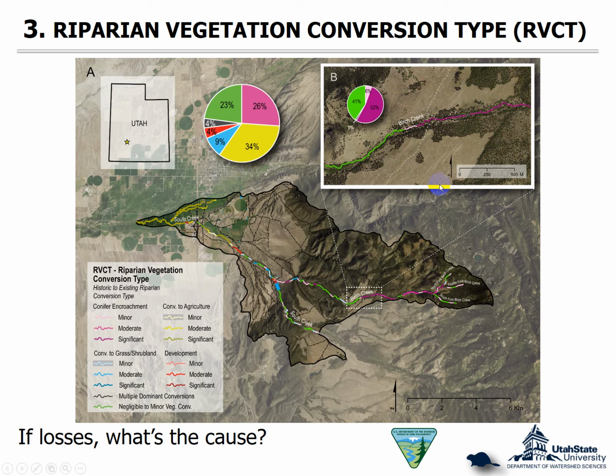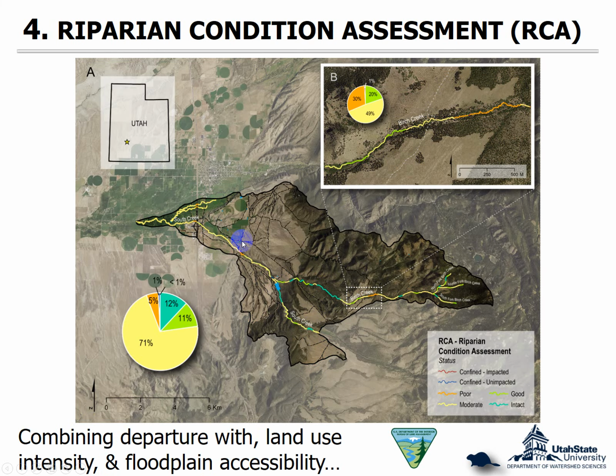I mentioned already up here that a lot of what was going on was PJ, pinyon juniper conifer encroachment. And so this is getting picked up in these pinks. Down in the bottom, we're seeing these conversions to agricultural land uses. There's little tiny pockets of some development. Then there's also conversion to grass and shrubland. And whereas the greens are the little pockets that are left over where there's negligible conversions, in this case about 23% of the drainage network.